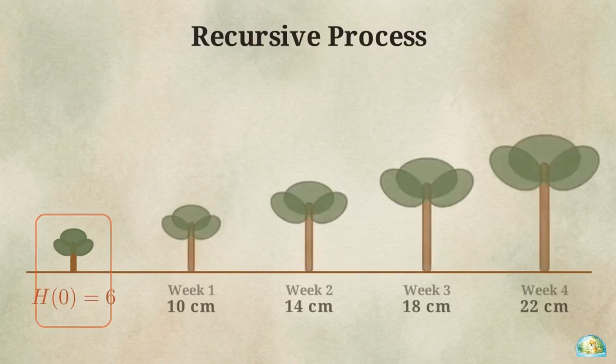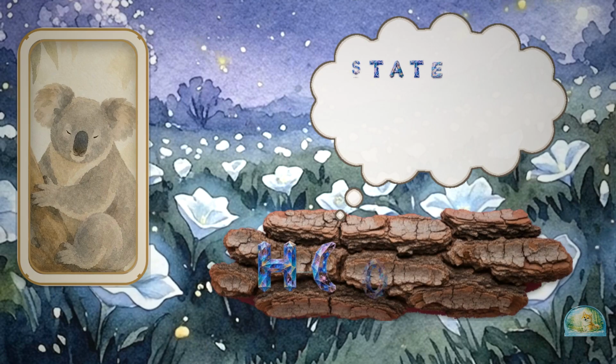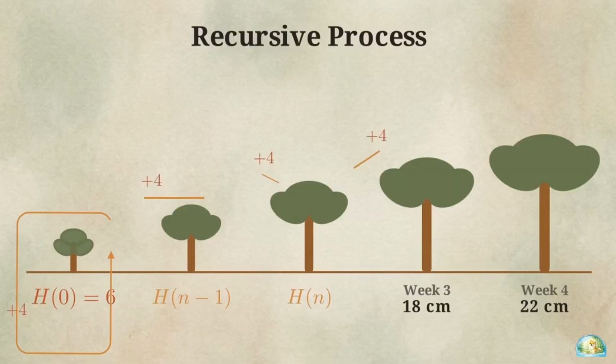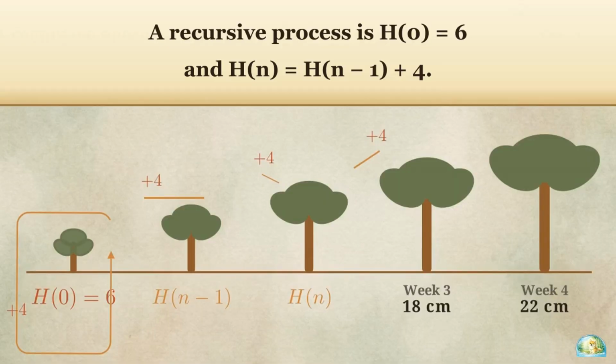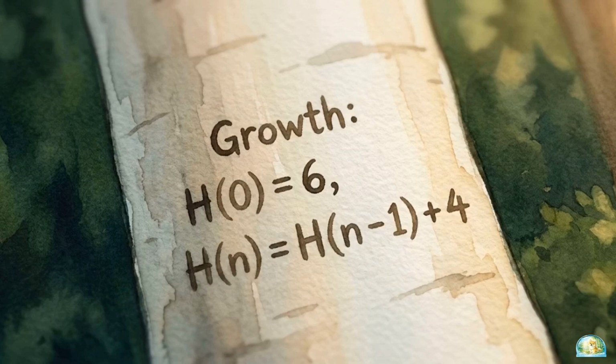Next, we deal with the ongoing growth. The notation n-1 simply means the previous step. Since each week adds 4 centimeters to that previous height, begin at 6, each week add 4 to the previous height. We write h of n equals h of n-1 plus 4 for n greater than or equal to 1. By capturing both the starting condition and the ongoing step-by-step change, we arrive at the final answer. A recursive process is h of 0 equals 6 and h of n equals h of n-1 plus 4.